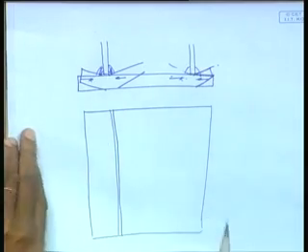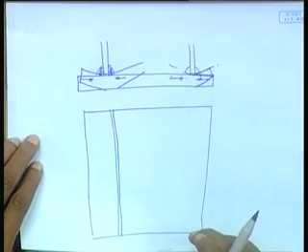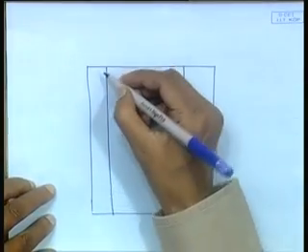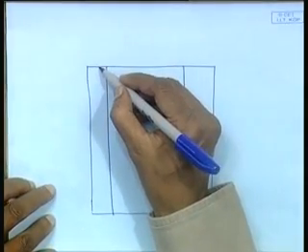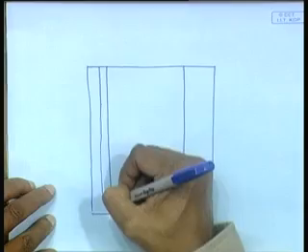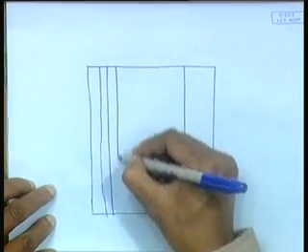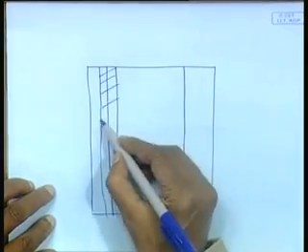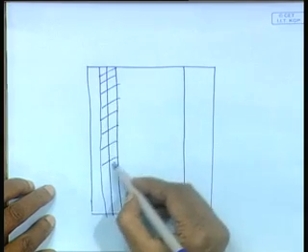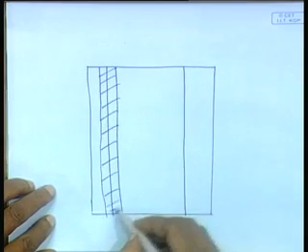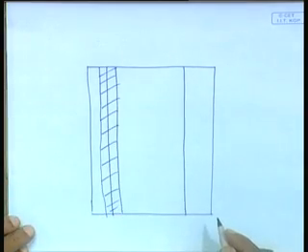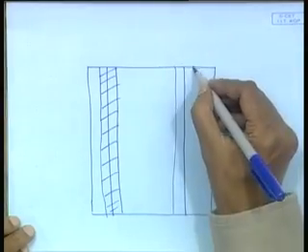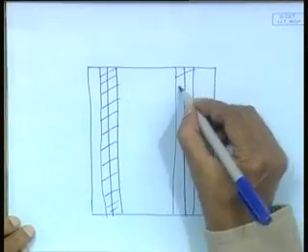So, what will happen? Residual stress will form. And what has been observed after the weld and the entire structure cools down, near the weld zone, this hatched line I am drawing, the residual stress is always tensile in nature. Near the weld zone, the residual stress is tensile.